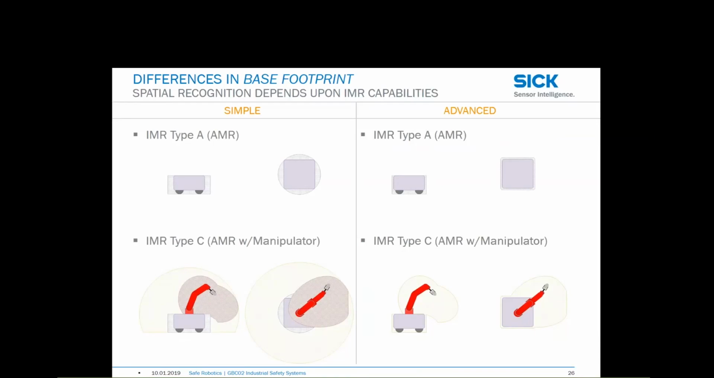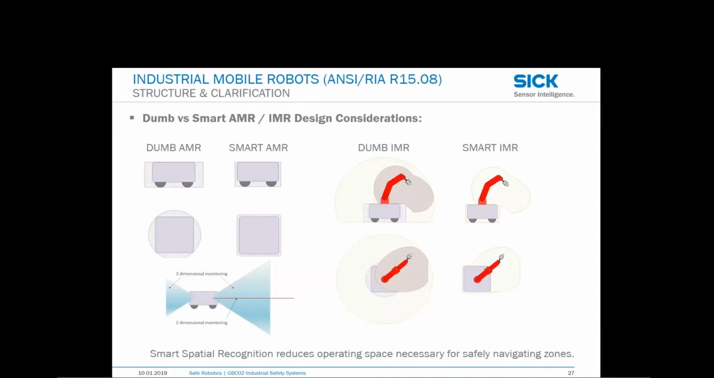But again, the more advanced detection capabilities of the platform will give it a little more leeway in how much clearance is going to be required around the IMR. So in the end, that's a design consideration when we think about dumb versus smart, if you will. So that smart spatial recognition and understanding what's in the space is necessary for safe navigation throughout these zones.